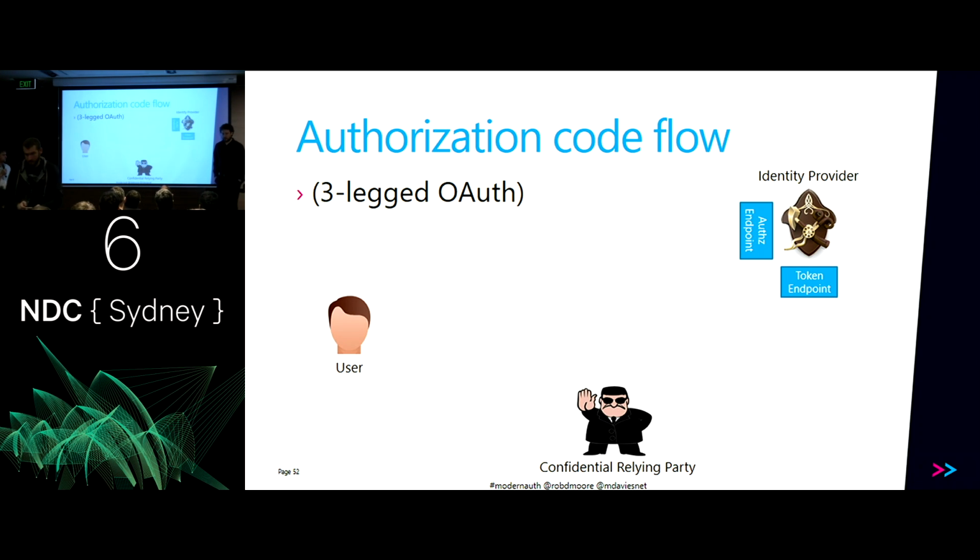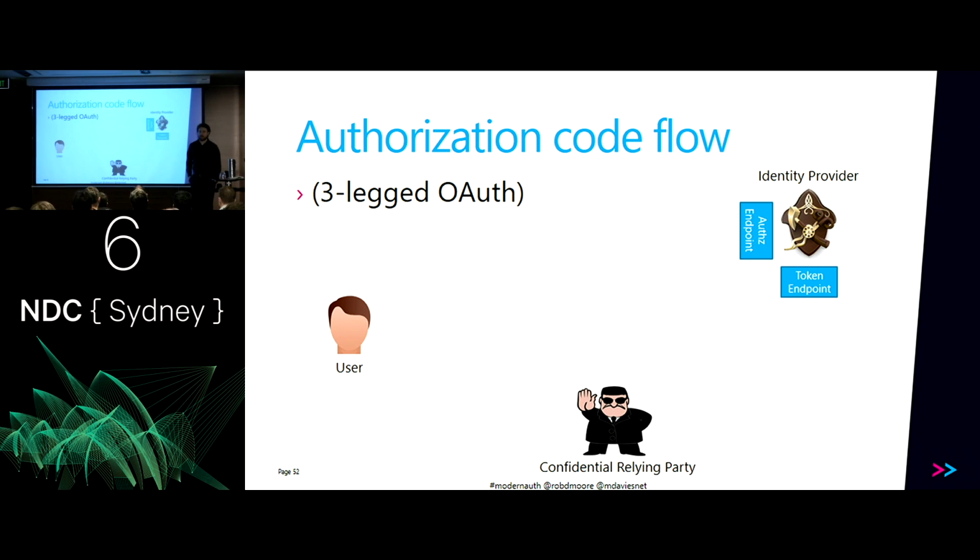So we thought we'd show you visually what the authorization code flow looks like. Basically, in this scenario, the confidential relying party will redirect the user through to the authorization endpoint on the identity provider. The identity provider will then redirect the user back with an authorization code. And the confidential relying party will then check that code at the token endpoint with the identity provider in response for the actual tokens that are being used. So this flow is really, really useful in a number of different scenarios.